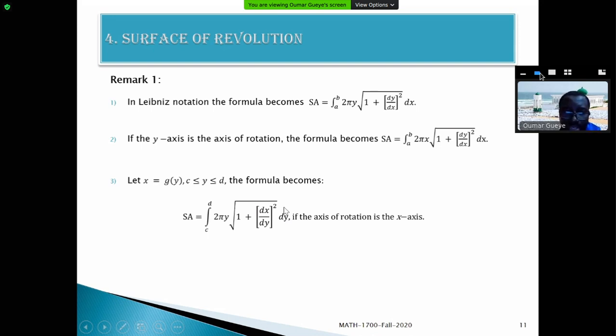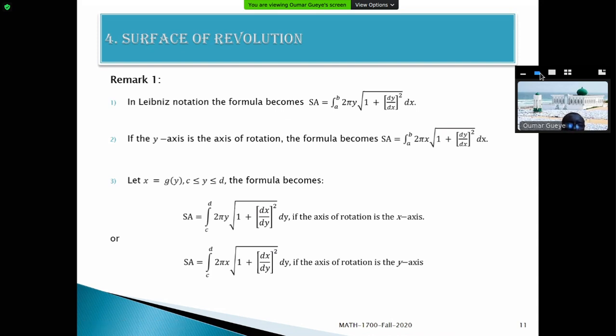The last case is where I keep this function as a function in terms of y, but I change my axis of rotation. Since I change my axis of rotation, the gap is going to be x, as in the second case. Under the square root it's going to be similar to this case, because in the last two cases the function is in terms of y. That's why we have to calculate the derivative and the integral with respect to y.